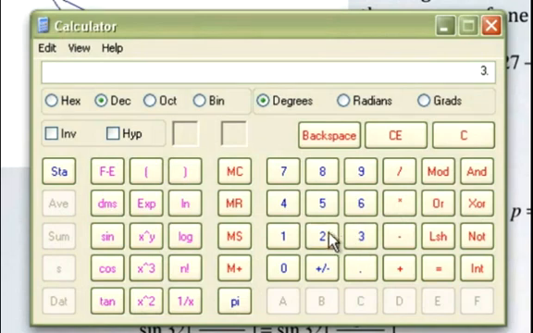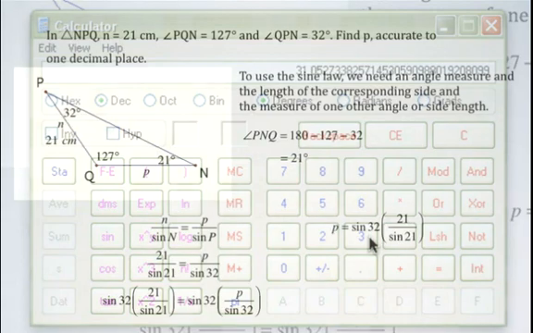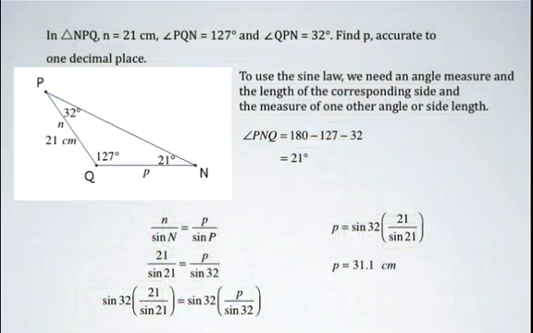Right, so sine 32 times 21, divided by sine of 21. And when you use a calculator, you get 31.05, and we were asked to round to one decimal place, so this will be 31.1. So our answer then is 31.1 centimeters.